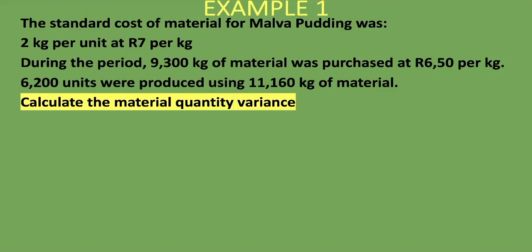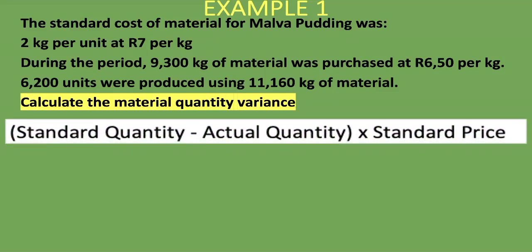Now remember, when you're calculating your material quantity variance, you're concerned with how much was used for production. You're not concerned with the purchase price or how many was purchased. That is for the material price variance, and we have looked at that before. So we are asked here to calculate the material quantity variance. Now, what is our formula again? It's the standard quantity minus the actual quantity, and you multiply that by the standard price. And how do we get our standard quantity?